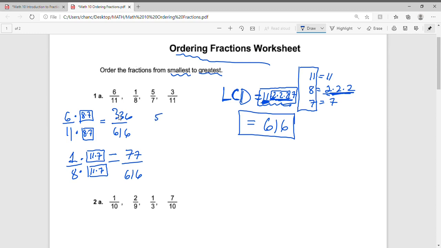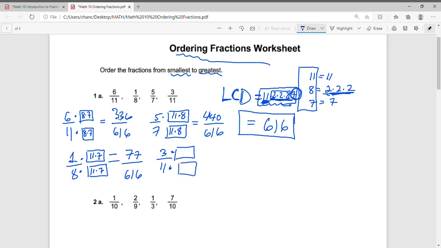We'll do the same thing for 5/7. We'll multiply the top and bottom by a number that's equivalent to 1. This is 7, so we'll need an 11 and an 8. This gives me 440 for the top, and on the bottom, we know it's 616 because that's all the numbers in the LCD. One more time, we have 3 11ths, and we have to multiply the top and bottom by a number. We know the denominator has to be 616, and I know this is 8 times 7. This gives me 168 over 616.